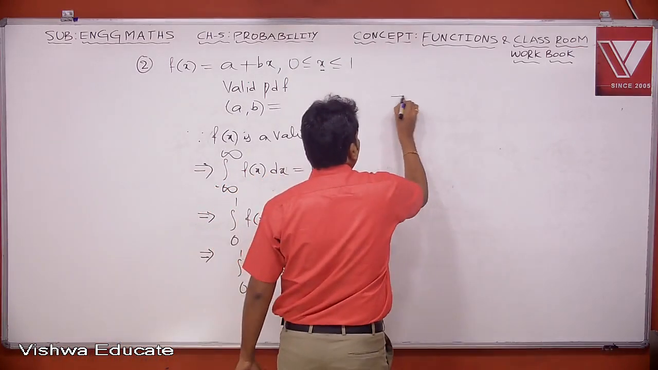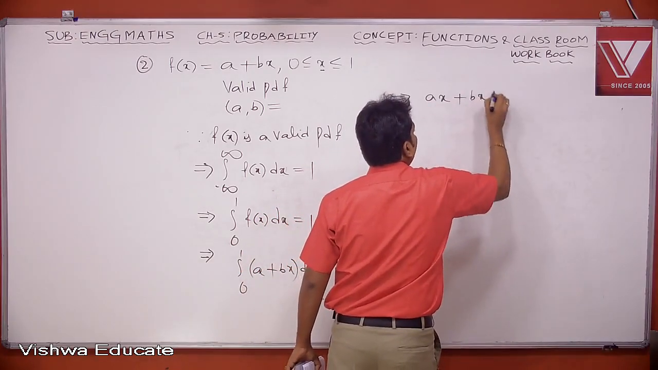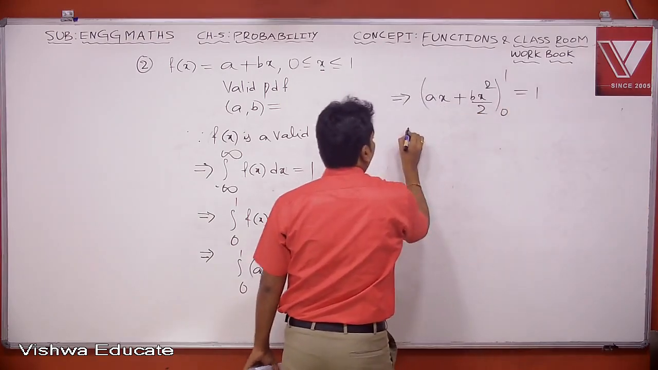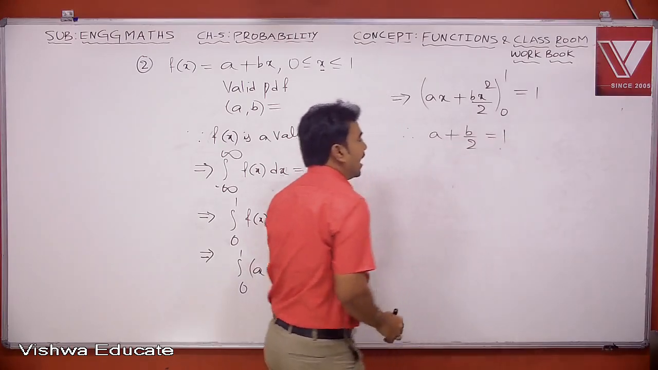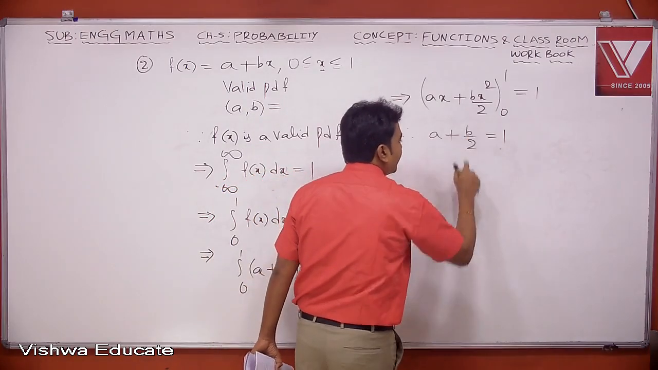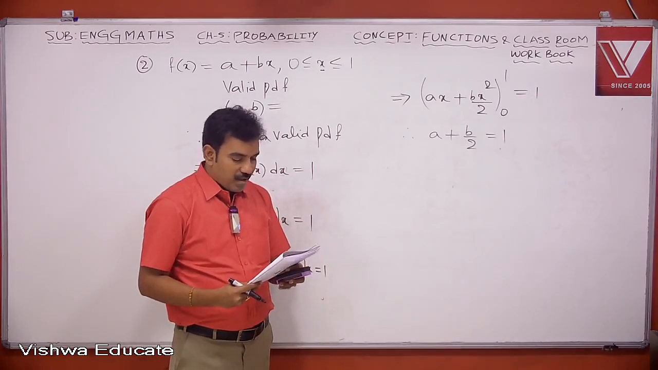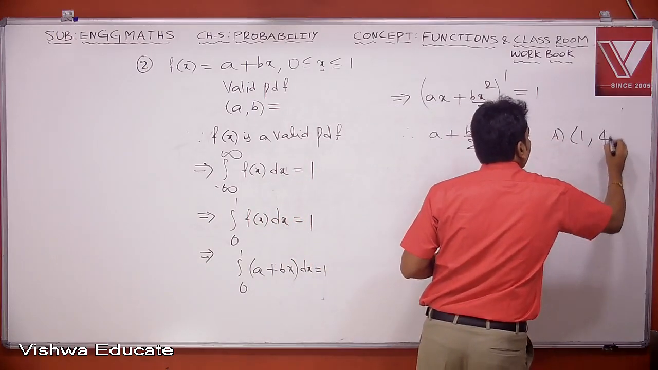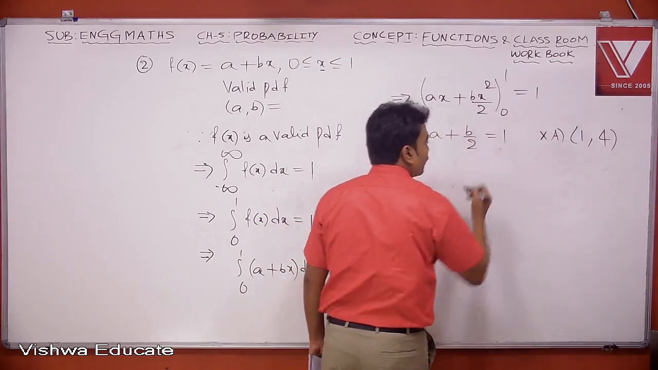Therefore, integral of a is ax plus integral of bx is bx square by 2, with limits from 0 to 1. Apply the limits, we get a plus b by 2 equals 1. Now, I have a single equation in two unknowns a and b, so it possesses infinitely many solutions, but look at the options. In the first option, it is 1 comma 4. Replace a value 1, b value 4, you won't get 1. So, this is not a right choice for a and b.